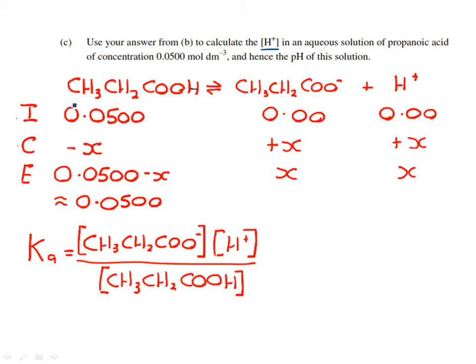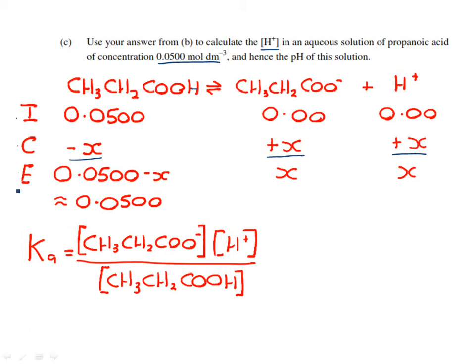So you know the initial concentration is this here in the question, 0.0500 moles per decimeter cubed. And the initial concentrations of the CH3CH2COO negative and the H+ are 0.00. Now the change is negative X here. And because it's a 1-to-1 ratio, you have plus X here and plus X here.